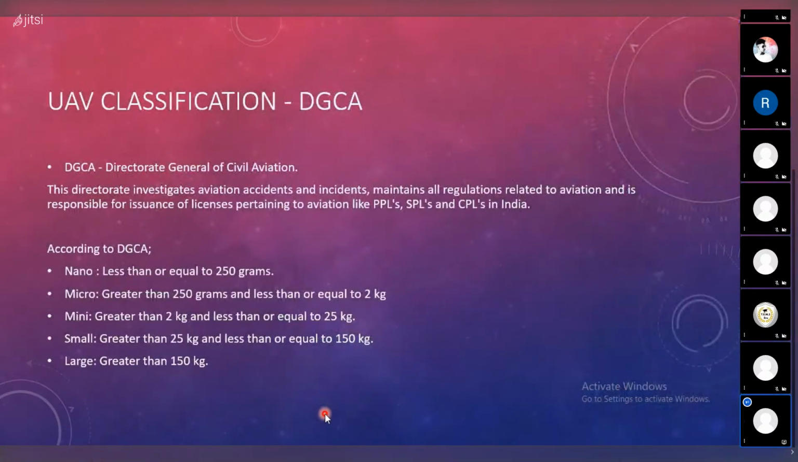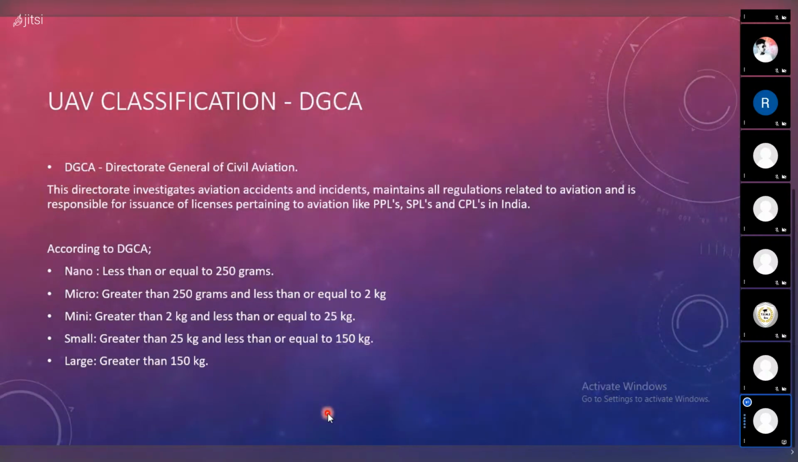So coming to the classifications, previously drones were independent. There was no governing body looking into it. But right now in India, the DGCA is looking into all the rules and regulations, all the registrations for drones. Nowadays in India, you cannot fly a drone without registering it. Just like a car, we need to register a drone, be it a toy, be it the most expensive drone that you have. Without registering, that drone is considered illegal.